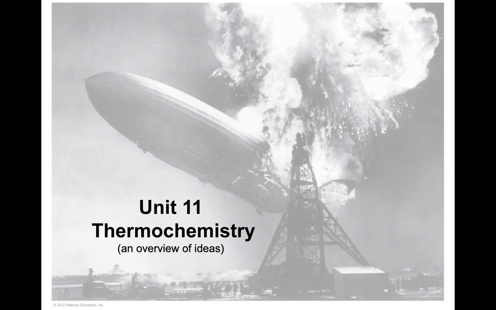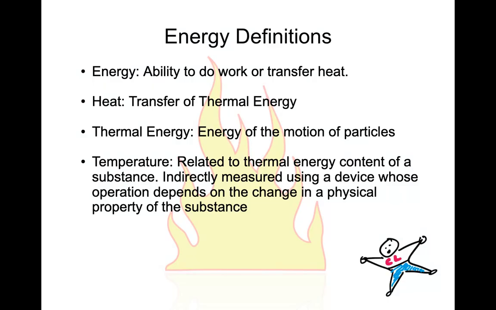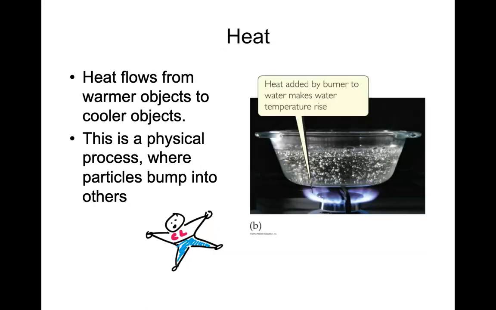I'm going to briefly overview the concepts in Unit 11, Thermochemistry. First, a recap of the basic definitions: energy, heat, thermal energy, temperature. These four ideas are the core parts of this unit and topics that we've already covered in class. As a reminder, heat flows from warmer objects to cooler objects. This is a physical process where particles bump into one another, fast-moving particles speeding up slower-moving particles.